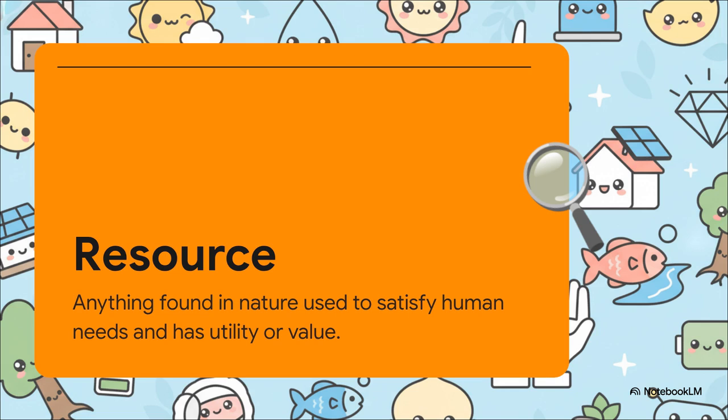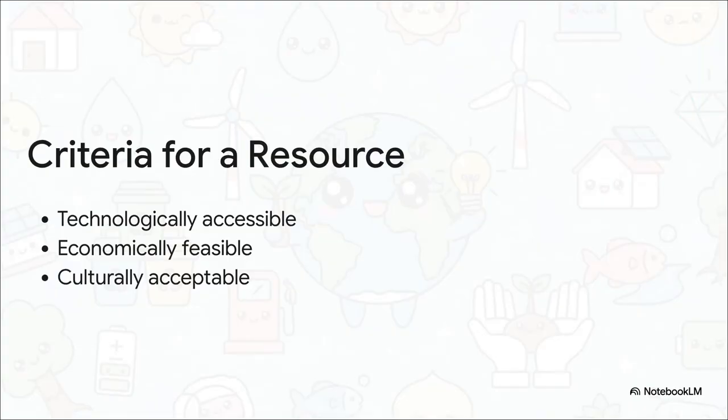If you want to take a mental screenshot right now, remember these golden keywords: satisfy human needs and utility. If you've got those down, you're golden. Now, it's super important to grasp that not every single thing in nature is automatically a usable resource. Seriously, for something to officially earn the title of resource, it has to pass 3 really strict criteria.